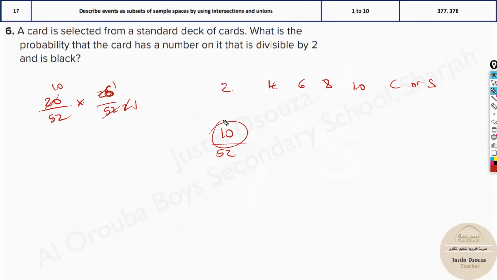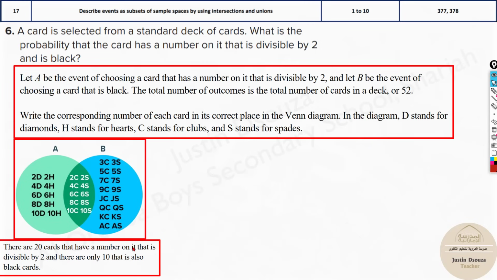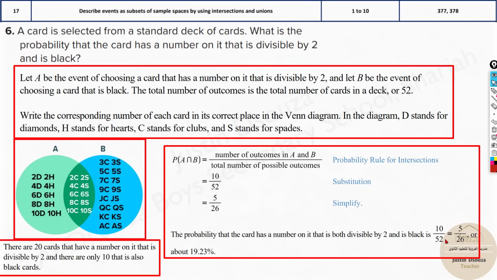And this one time, 10 times, it's 10 by 52. The answer will be 10 by 52. You can do any method, or you can do the Venn diagram over here. It's shown the Venn diagram, yes. So this is also possible. The final answer will be 10 by 52, that is 5 by 26.